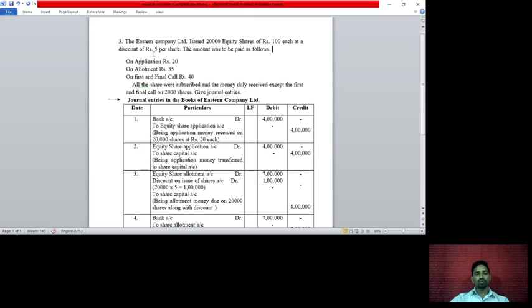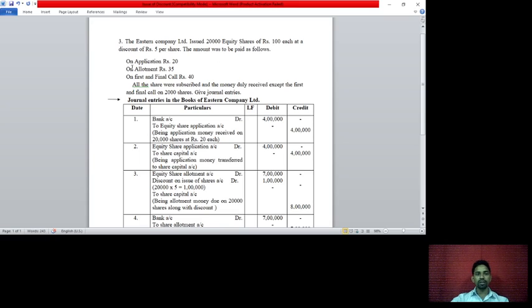Actually this is the external company, and it is going to issue 20,000 equity shares. The price of each share is rupees 100, but there is no demand, that's why they are giving a discount of rupees 5 per share. It means they are now issuing at rupees 95. Now we will see how they are going to collect this 95 rupees.